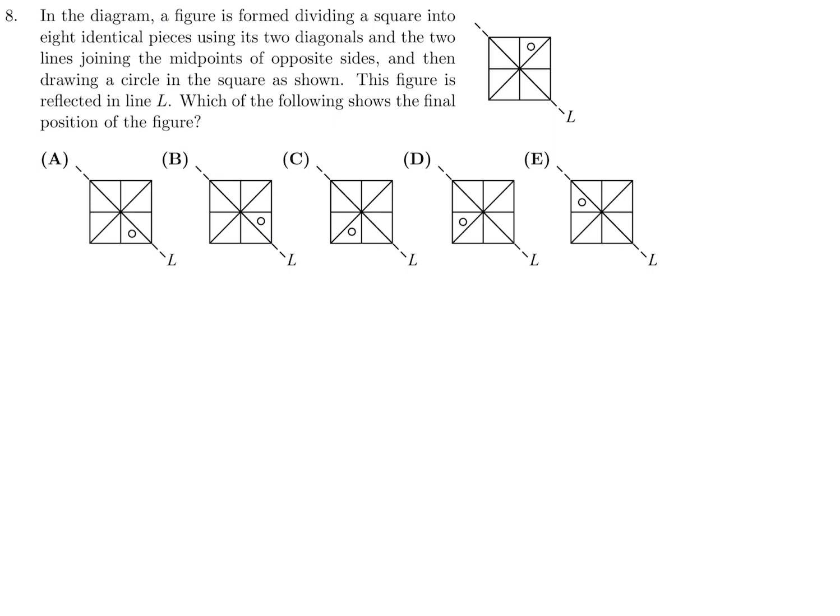In the diagram, a figure is formed dividing a square into 8 identical pieces using its 2 diagonals and the 2 lines joining the midpoints of opposite sides, and then drawing a circle in the square as shown. This figure is reflected in line L. Which of the following shows the final position of the figure? Well, line L is behaving as a mirror, and that means that this will be reflected to there. And that's pretty much all there is. So we have to now look at the answer choices and say which of those has the circle in that box, and it's this one right here, as you can see. So that would mean D is the answer to number 8.